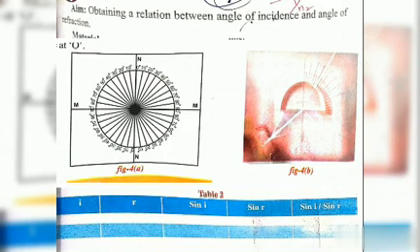NN' is the normal. On the right side we mark the angles, and on the left side we also mark the angles. Here the upper side is glass and the lower side is air. First we send the laser light from the air medium at 15 degrees.